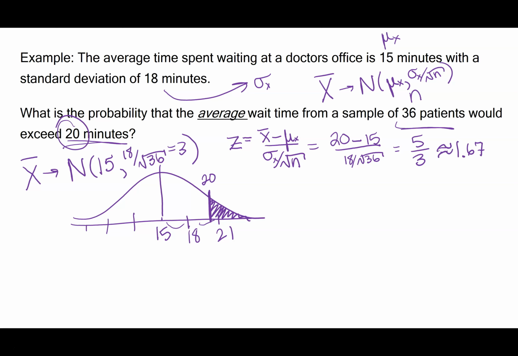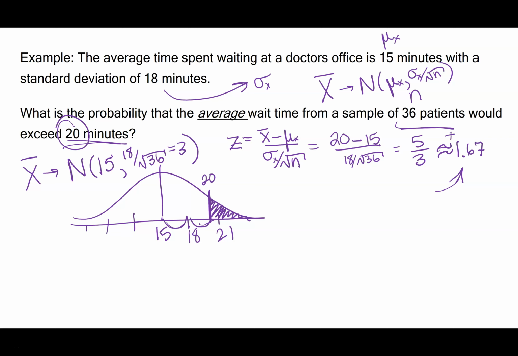It's about 1.67. So this is my z statistic. So it's positive 1.67. What this means is I am 1.67 tick marks above average. So it being positive means 20 is above the average. 1.67 means it's 1.67 tick marks or standard deviations above.